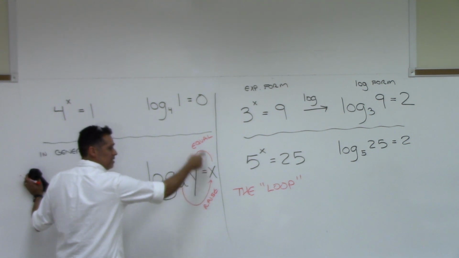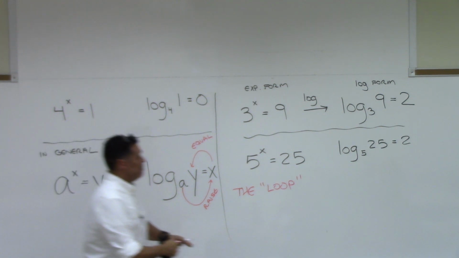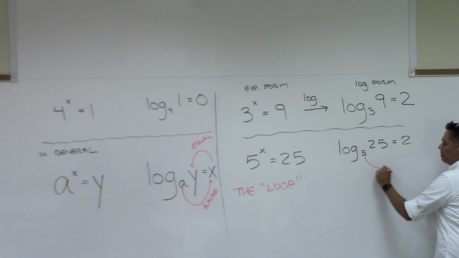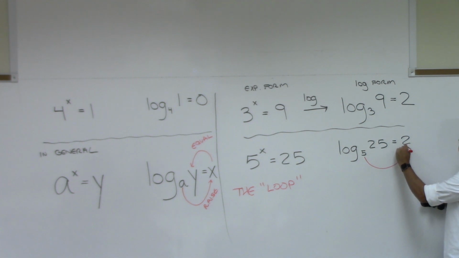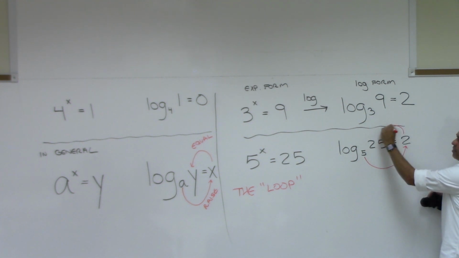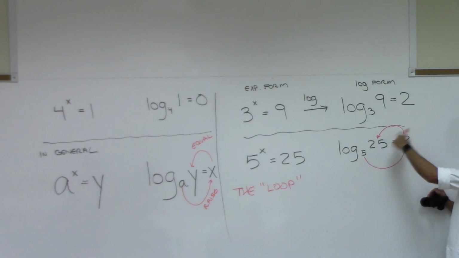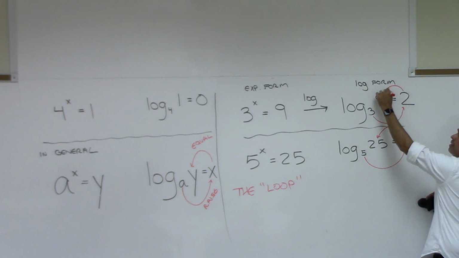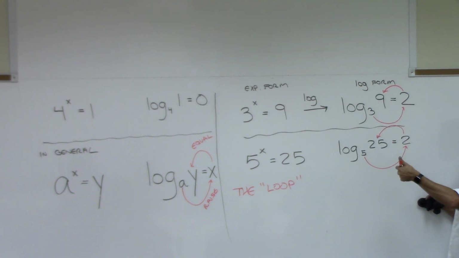A raised to the x equals y. Look at all these problems over here. What is this saying? 5 raised to the second power, 5 squared, equals 25. Is that true? 5 squared is 25. How about this one? 3 squared is equal to 9. Is that true? 3 squared is 9.